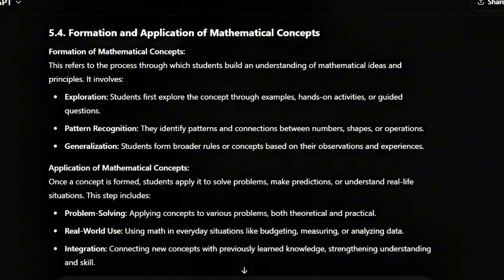Pattern recognition. They identify patterns and connections between numbers, shapes, or operations. Generalization. Students form broader rules or concepts based on their observations and experiences.